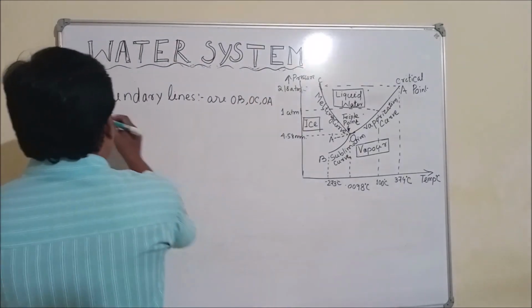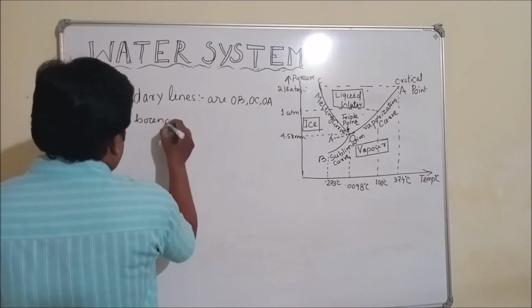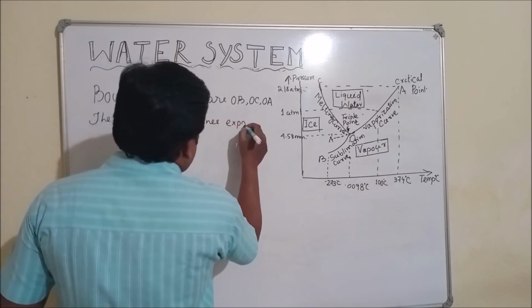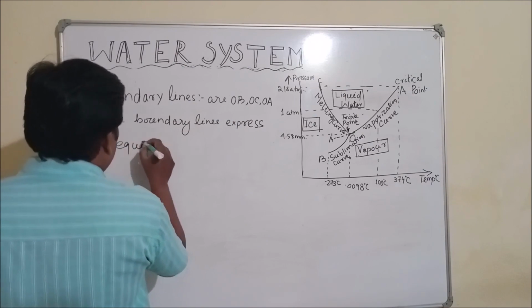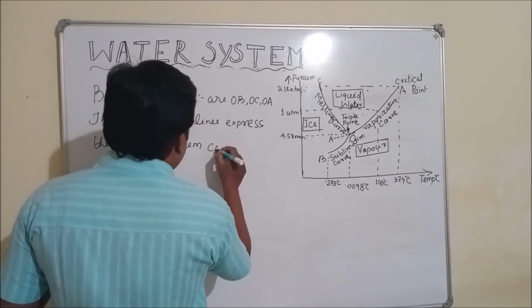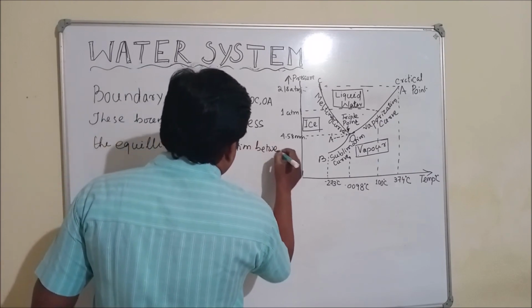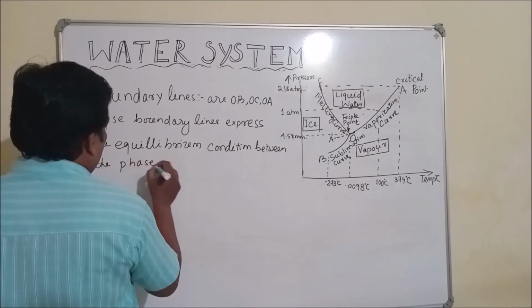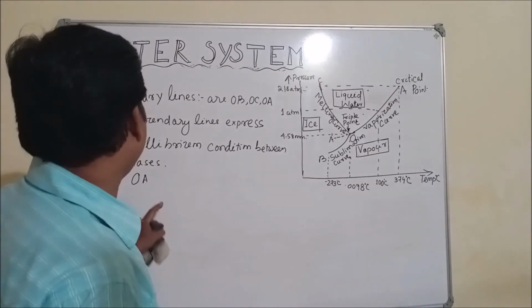These boundary lines express the equilibrium condition between the phases. What does OA express? You have to write in detail about all the lines.